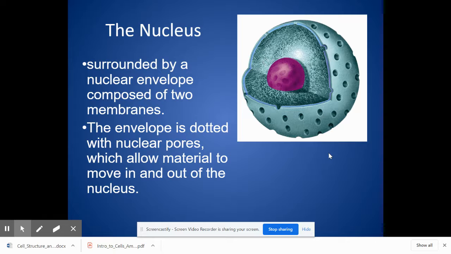So the nucleus, here's a picture of it. It's surrounded by a nuclear envelope composed of two membranes. So there are two membranes surrounding the nucleus. And it's dotted with these holes called nuclear pores, which allow material to move in and out of the nucleus. But remember, DNA stays in here. DNA is too big to get out of those holes, so it stays in the nucleus.